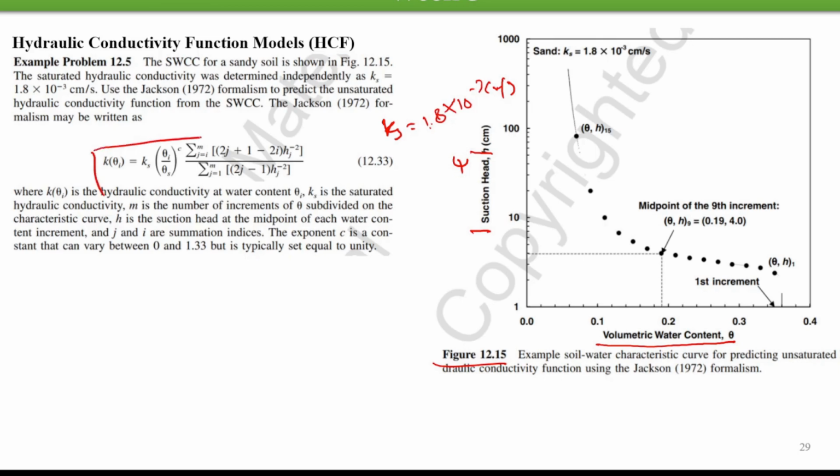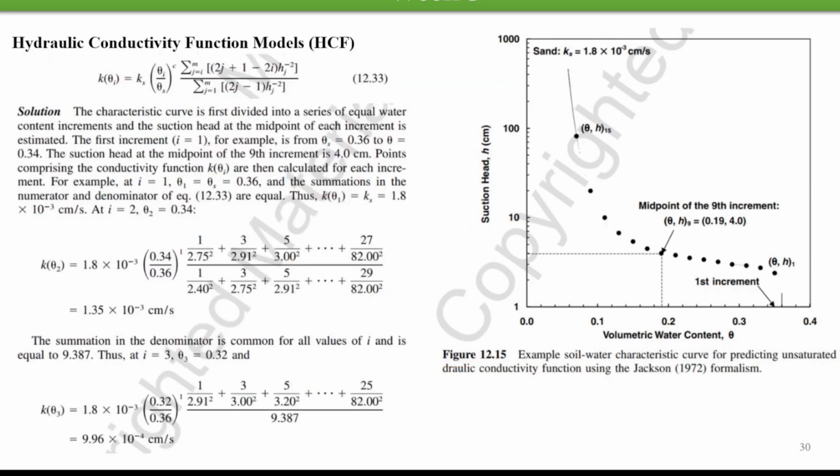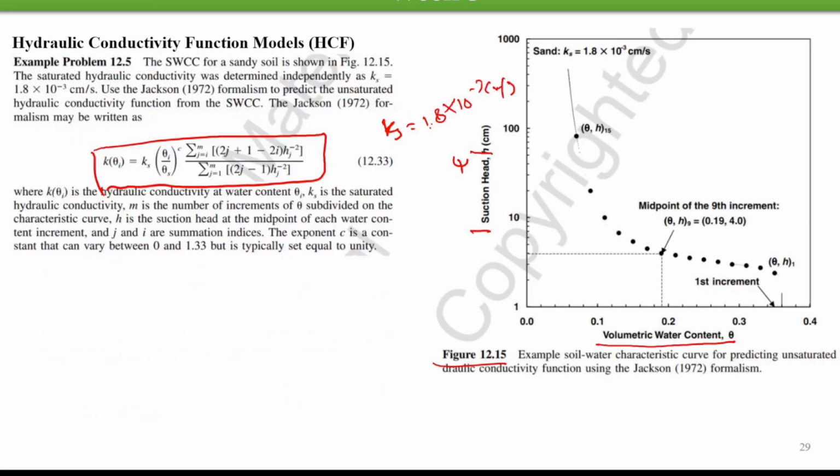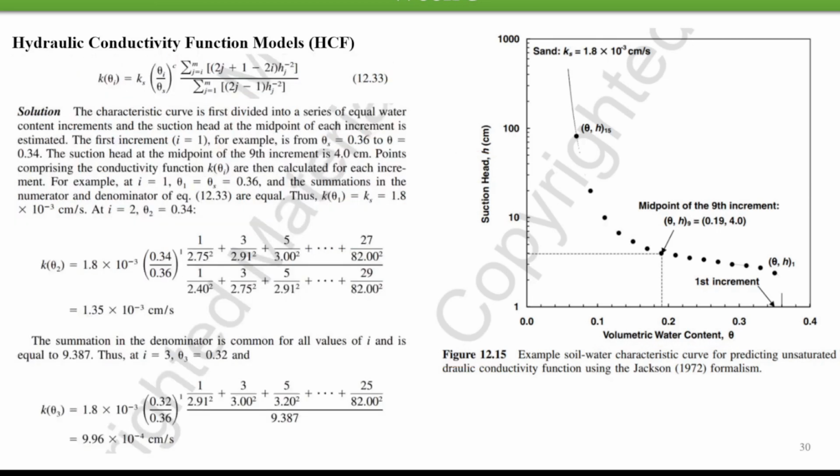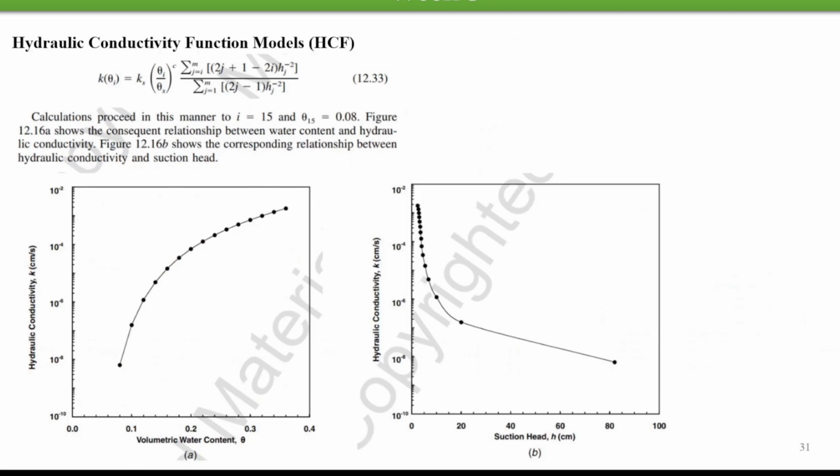The Jackson formula is given here. In this formula we need to take small increments, and in these increments we need to calculate the suction heads. Based on these suction heads we can calculate the hydraulic conductivity. We will see in a while how we do it. To start with, we start from the volumetric moisture content at saturation, then take small increments, let's say 0.32, 0.34 and 0.36. The first decrement is from 0.36 to 0.34, like that. One step will go, and it will take 15 iterations to reach here. Let's see how we do it.